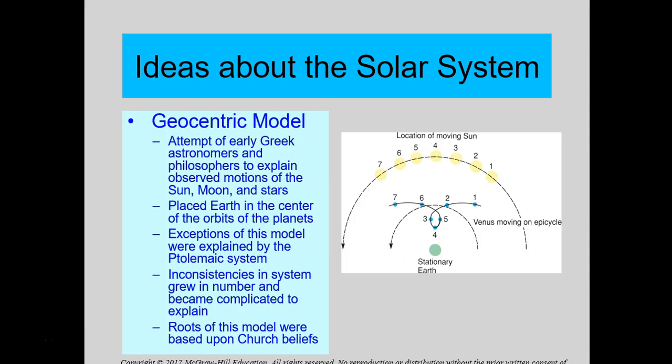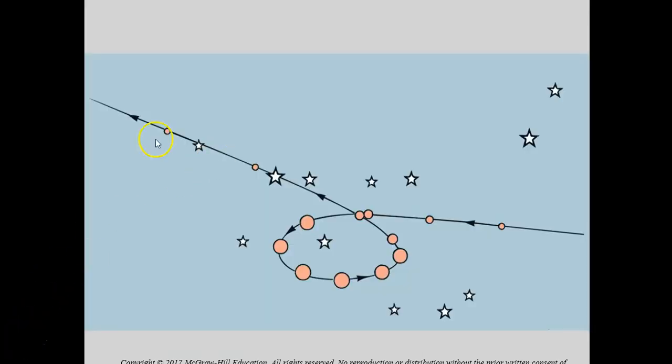The problem here is, as more and more observations are made, more and more epicycles are needed. And then you have to have more and more and more. They just pile on top, and it got to the point where it was just completely ridiculous in terms of how they tried to explain what this would look like. And so this is kind of how you would see those planets move, right? They would appear to come in this way and then turn and go back the other way before continuing.